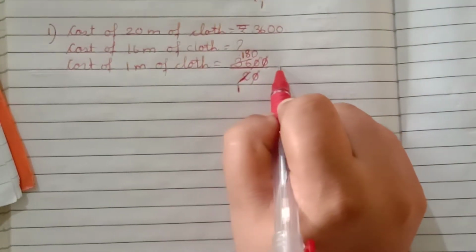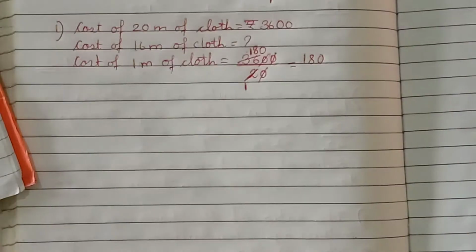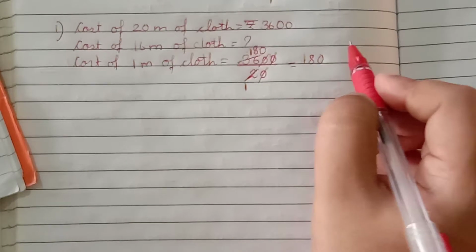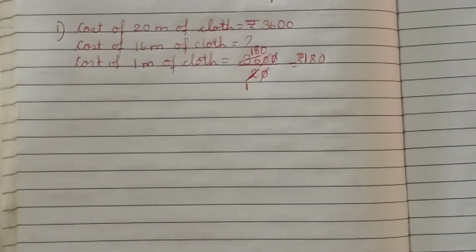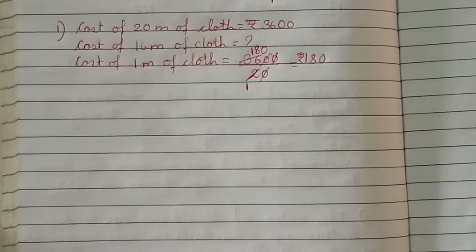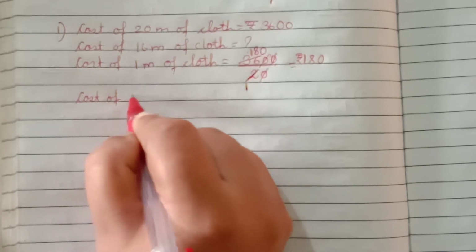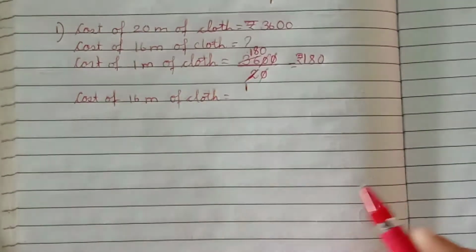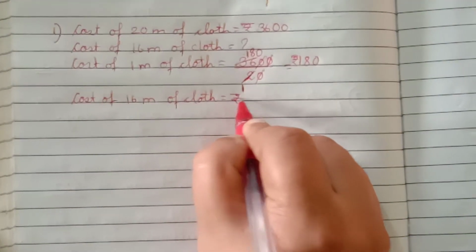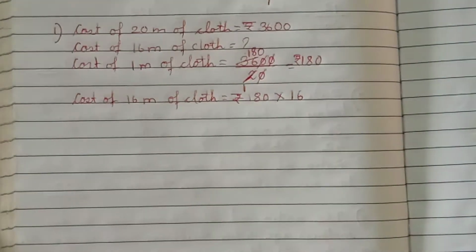So what is remaining? 180. So what answer have we got? 180. So the cost of 1 meter of cloth is rupees 180. Now we have to find the cost of 16 meters, isn't it? So we'll write here: cost of 16 meters of cloth is equal to rupees 180 multiplied by 16.